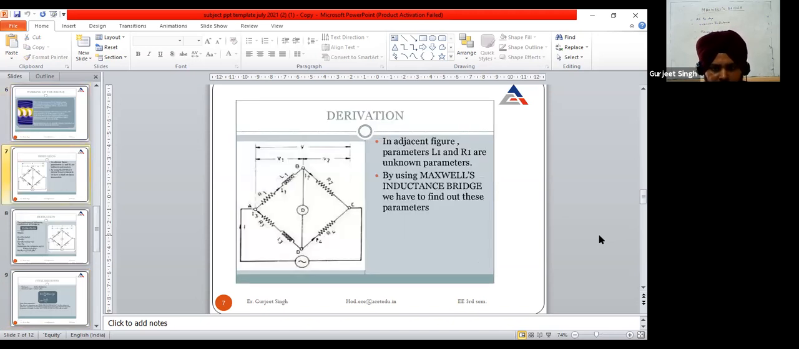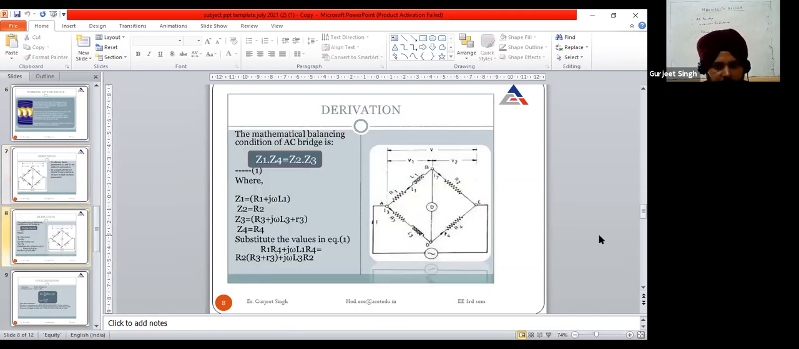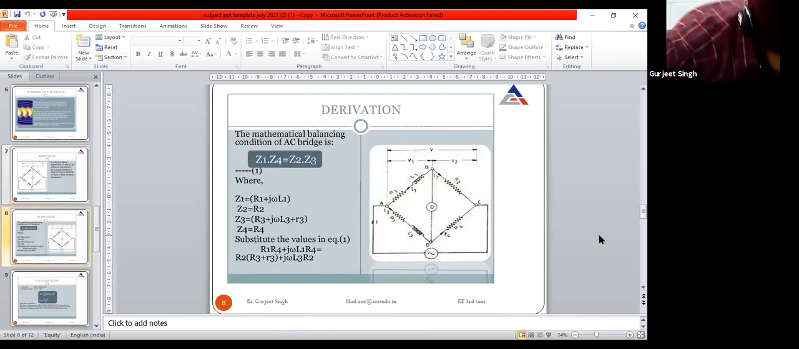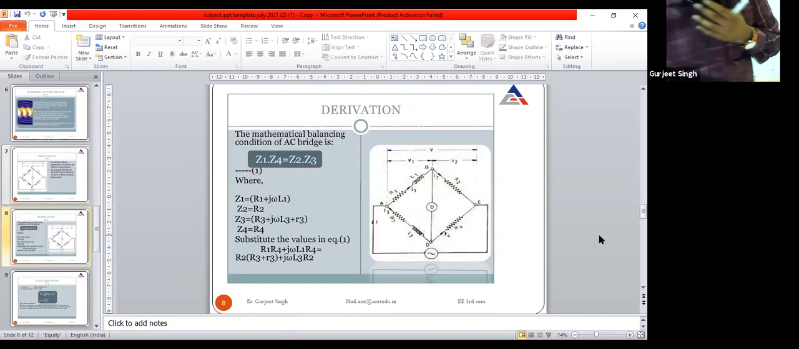Basically, we will adjust the values of different parameters like R3 and L3, and when our detector shows zero deflection, it means our bridge is balanced. Then we will find the values of R1 and L1. I will explain here how to find them.